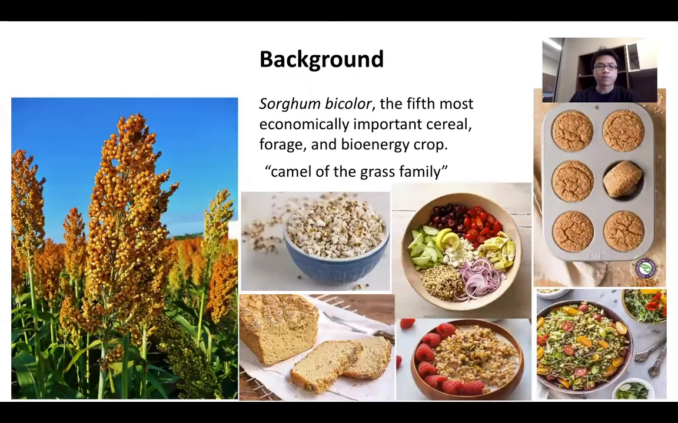Talking about sorghum, it is the fifth most economically important cereal in the world. It's also well known as the camel of the grass family because it has very high tolerance to heat and drought. What I'm showing you in this slide is some food made from sorghum, such as popped sorghum, sorghum muffin, sorghum bread, and many other foods that are made from sorghum.